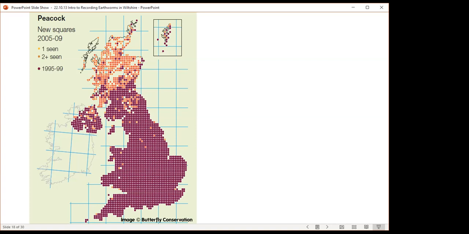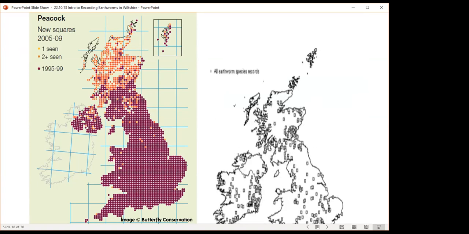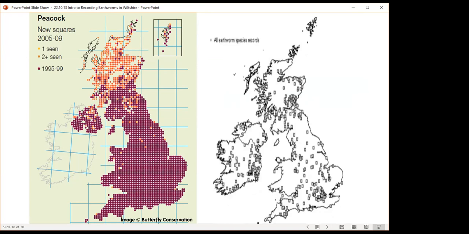And what we can see here is that in 2005 to 2009, the map also shows areas where it appears under 95 to 99 if they're present there as well. So we can see that there are new areas where the peacock has been found. So we've got enough information here to not just talk about the distribution, but how that distribution is changing over time. If we look at earthworm records in 2009, first of all, there's a lot less money in mapping earthworms than there is in butterflies, so we've got a less fancy map.